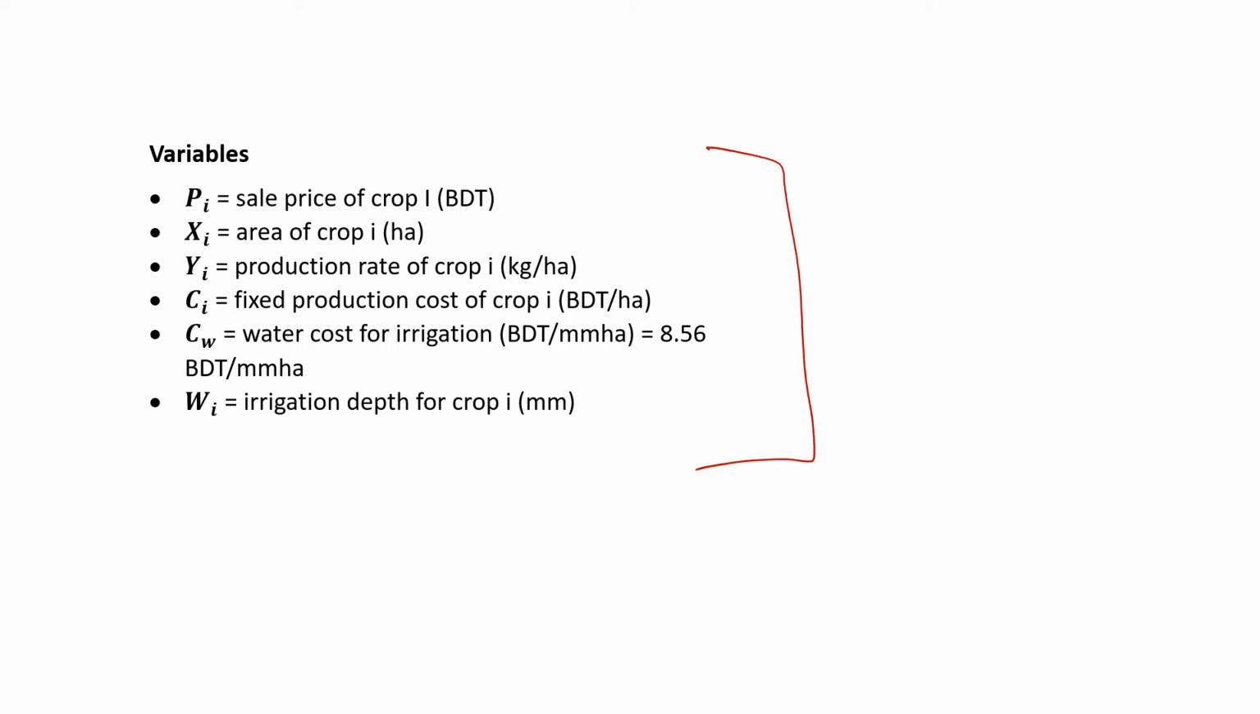So it's the sale price of the crop, that's the PIs. The XI is the area of the crop in hectares, a production rate of the crop in kilograms per hectare, a fixed production cost for the crop, a water cost for irrigation, and an irrigation depth for the crop.